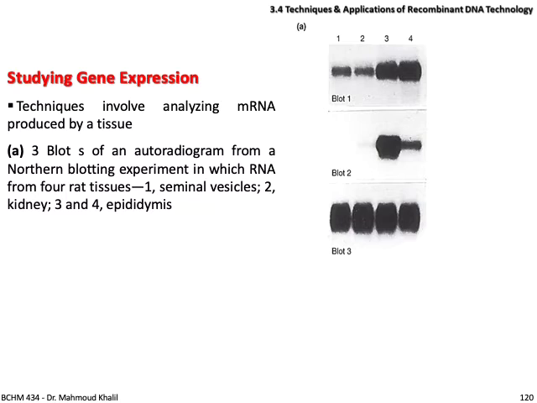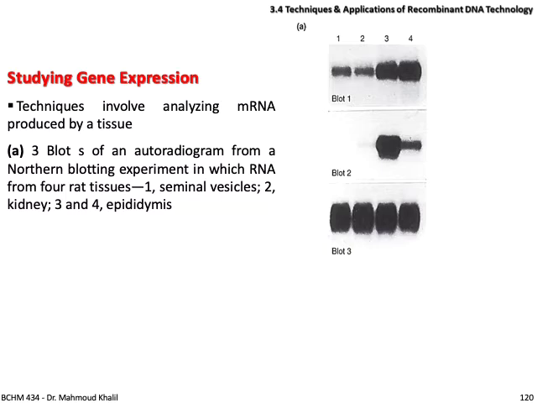You can see here from plot 1, these are actually 3 plots of an autoradiogram from a northern blotting experiment. In the first one, you can see RNA from 4 rat tissues: 1 is RNA from the seminal vesicle, 2 from the kidney, 3 and 4 from the epididymis.